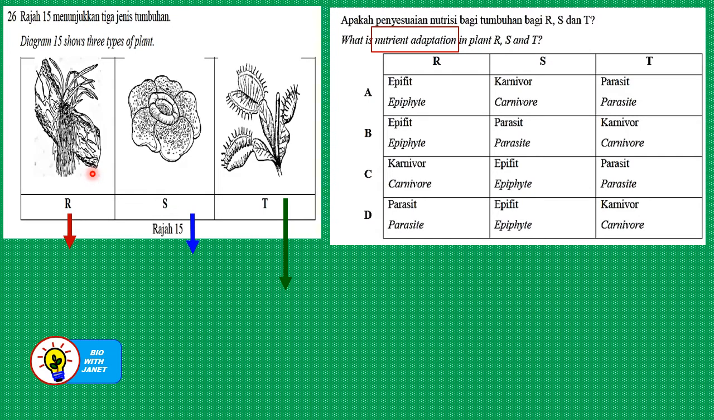Now, plant R is growing on a tree trunk, okay, and it has roots, it has leaves, so it's probably an epiphyte, which grows on the trees to acquire a higher position so that they can get more sunlight for photosynthesis, right? But they are not parasitic. They don't absorb any nutrients from the plants, all right? They can carry out photosynthesis on their own. So they are epiphytes. Now, this plant, of course, we can recognize that it is Rafflesia.